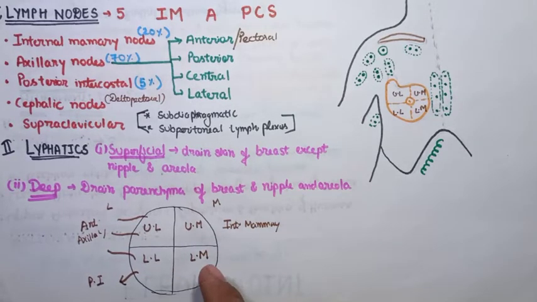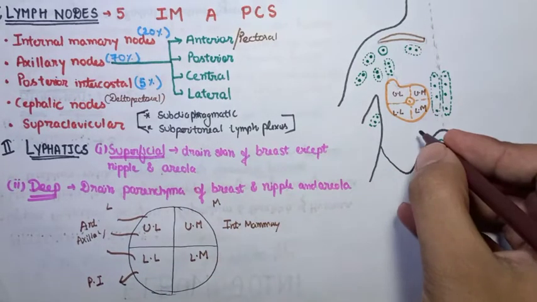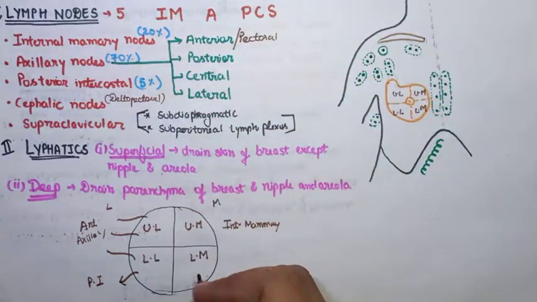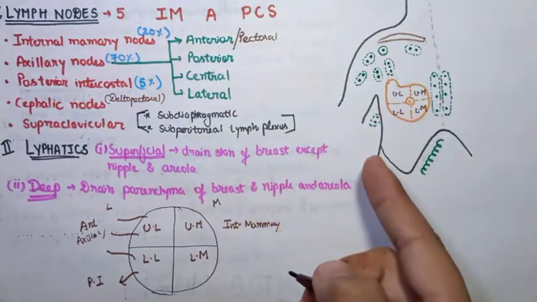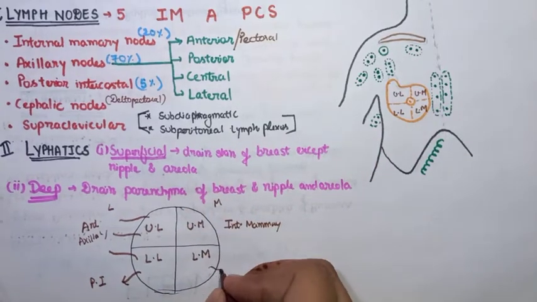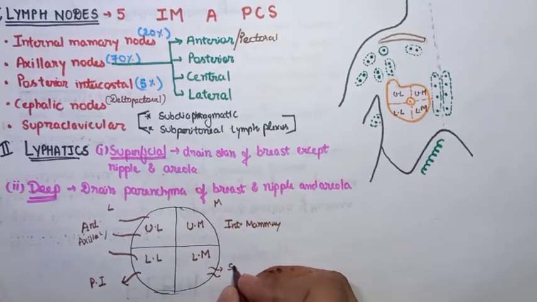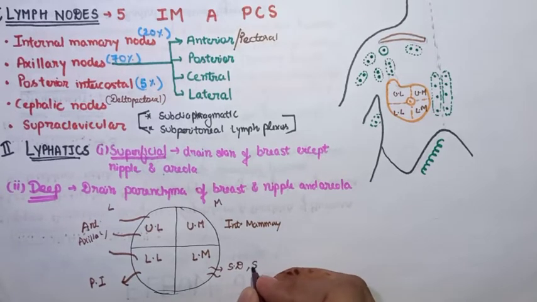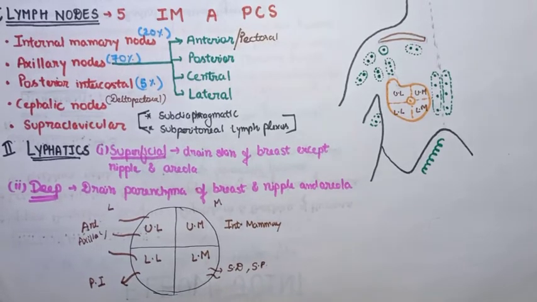And what about the lower medial? Lower medial quadrant drains into the subdiaphragmatic lymph plexus. So there is some plexus present over here that are called the subdiaphragmatic and the subperitoneal lymph plexus. So they drain into subdiaphragmatic and subperitoneal lymph nodes.